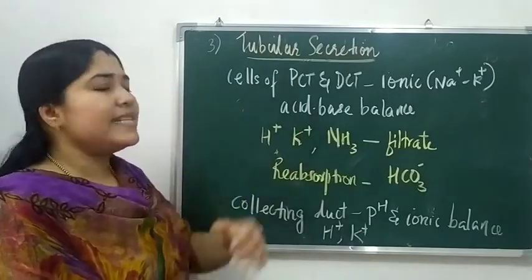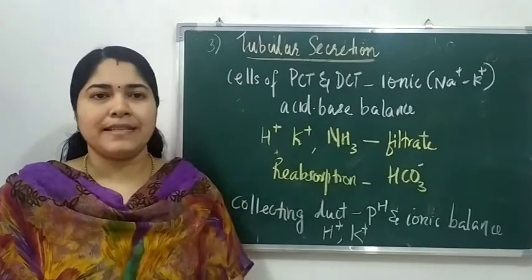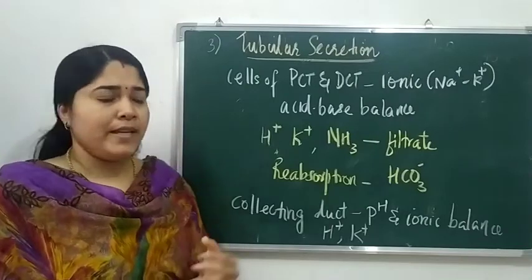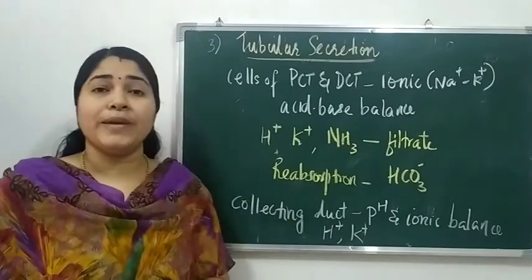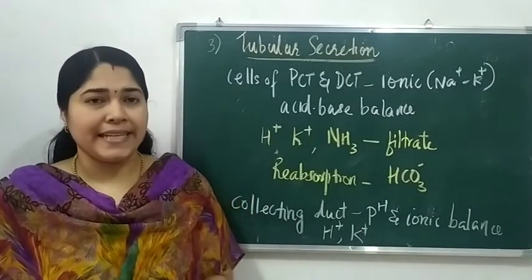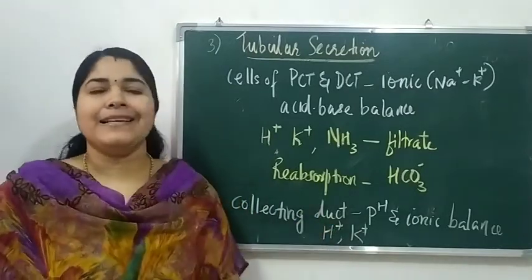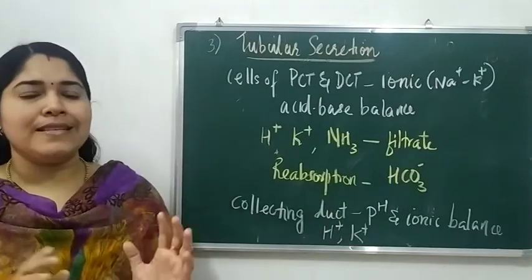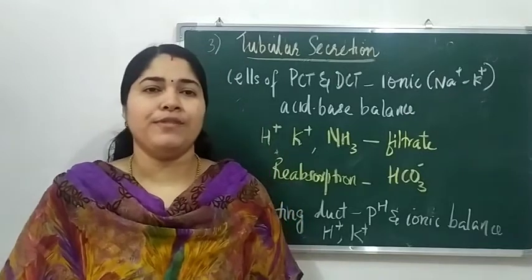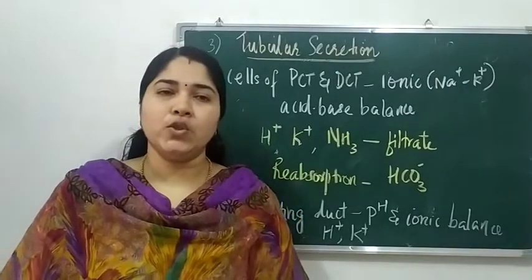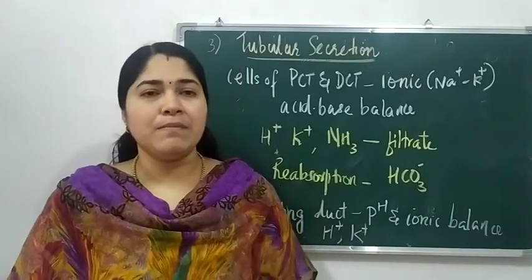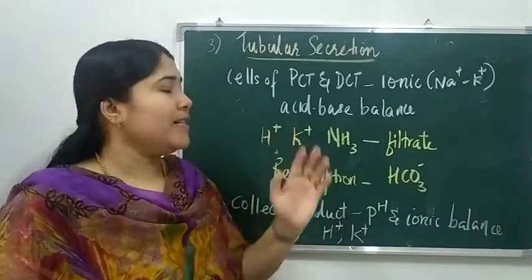In the same way as PCT and DCT do the tubular secretion and maintain ionic balance and pH, the collecting duct is also able to maintain the pH and the ionic balance by secreting K+ and H+ ions. So this is all about urine formation, or the physiology of the kidney. As I told you, it includes three important steps: ultrafiltration, reabsorption and tubular secretion.